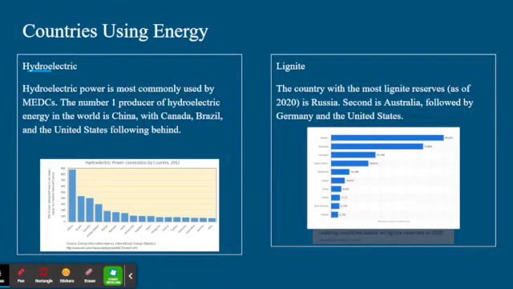What countries use these energy sources? For hydroelectric energy, it is most commonly used by more economically developed countries. The number one producer of hydroelectric energy in the world is China, with Canada, Brazil, and the US following behind. For lignite, the country with the most reserves as of 2020 is Russia, as seen in this chart here. Second is Australia, followed by Germany and the United States.